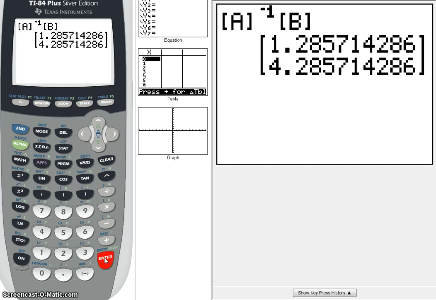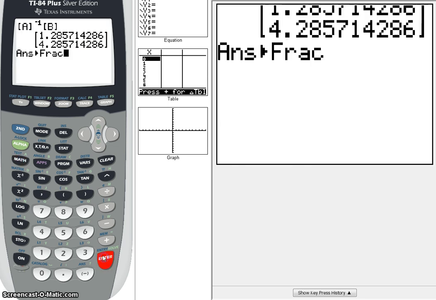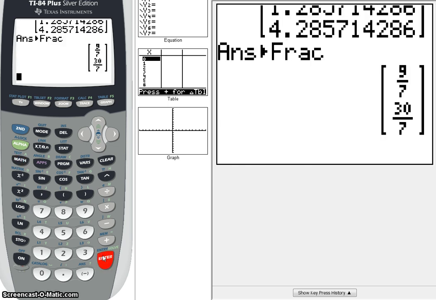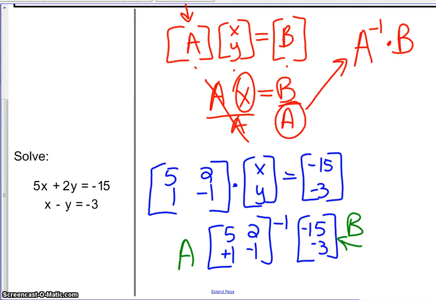Now I'm getting a kind of goofy answer, and I think it's because I just came up with this equation off the top of my head. That is my X and my Y. Now if I hit Math, Enter, Enter, I'll get it in fractions. So my X was 9/7 and my Y is 30/7. All right, so we have an answer. This would have been a real big pain. So it was 9/7 and 30/7.